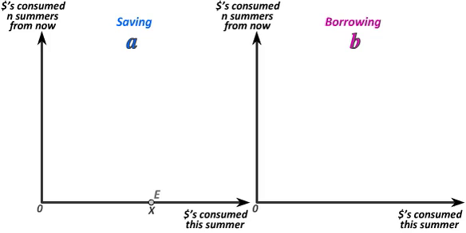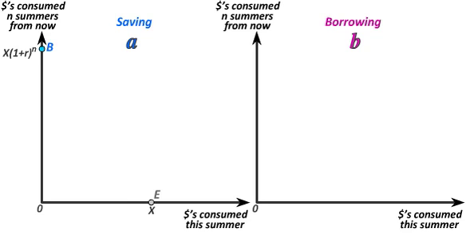Consider first a scenario under which you earn X dollars of income this summer, and you're planning ahead for a summer n years from now where you won't earn any income. We'll put dollars consumed this summer on the horizontal axis and dollars consumed n summers from now on the vertical axis. Your endowment bundle is the consumption bundle that has you neither borrowing nor saving, and since you're only earning income this summer, your endowment bundle is the bundle where you consume all X dollars this summer and nothing in the future.